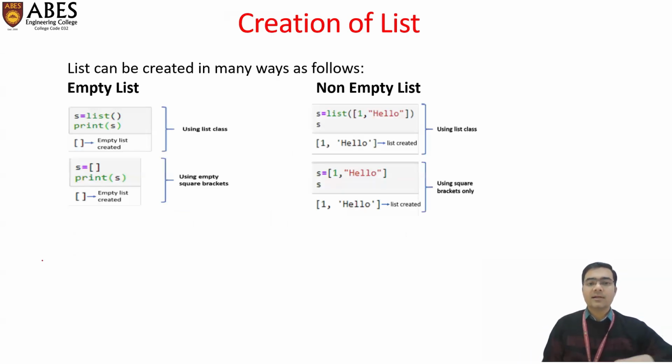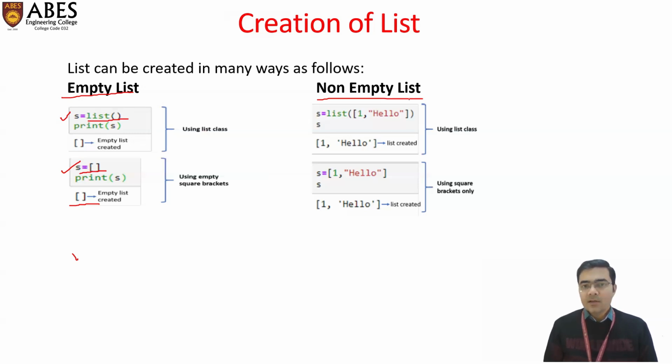There are different ways through which you can declare any list, like an empty list and a non-empty list. So first of all, we will discuss the empty list. Empty list means such a list where no element exists. There are two ways through which you can declare an empty list. First of all, you can declare s is equal to double square brackets, and it shows that you have created an empty list. The second way is that you can use the list class, through which you can also declare an empty list.